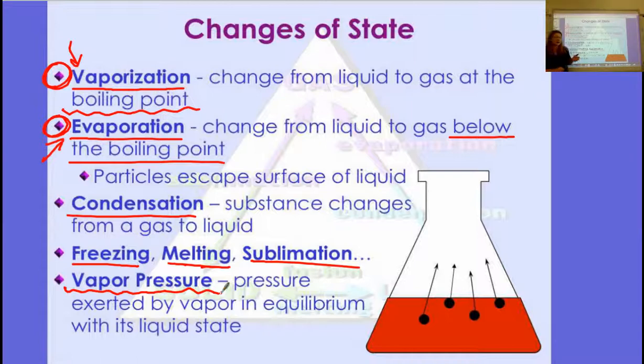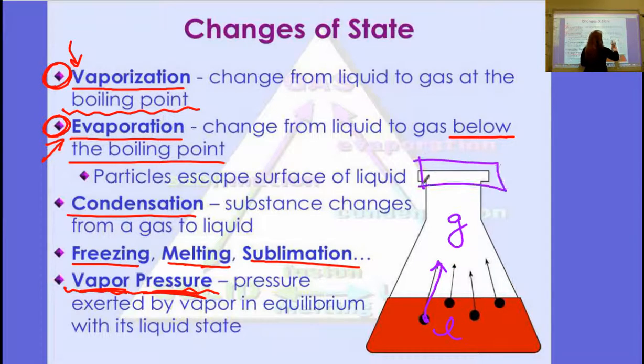Now, the definition kind of makes sense because it's the pressure of the vapor. So if we're looking at this diagram on the right, this is a liquid. This would be the gas form. So it can evaporate, it can change from a liquid to a gas without even boiling. So the vapor pressure, if I would put a pressure sensor right here, the vapor pressure will be what's recorded by that pressure sensor, exerted by the vapor trying to get out of the liquid phase.